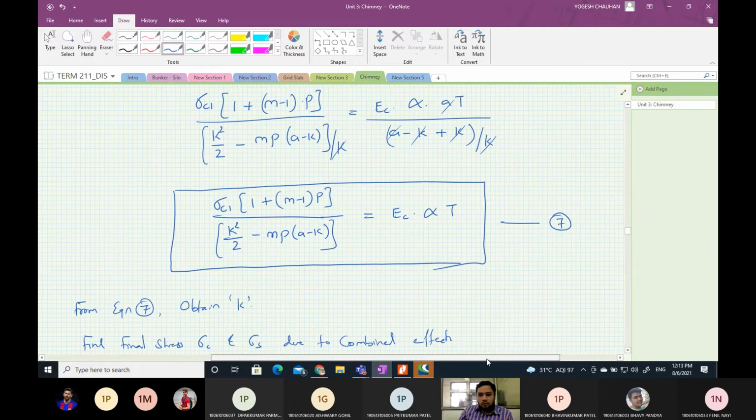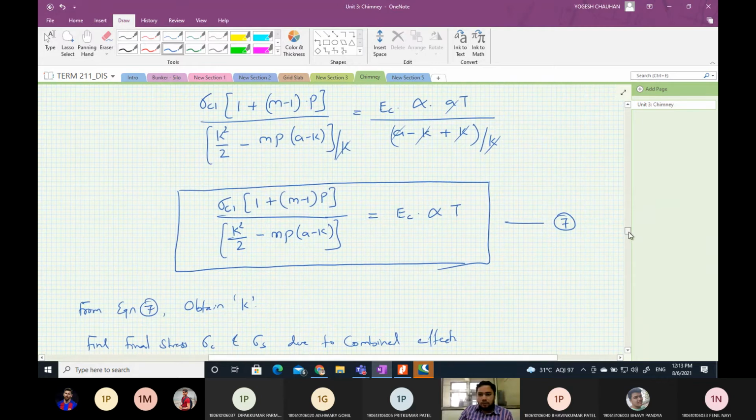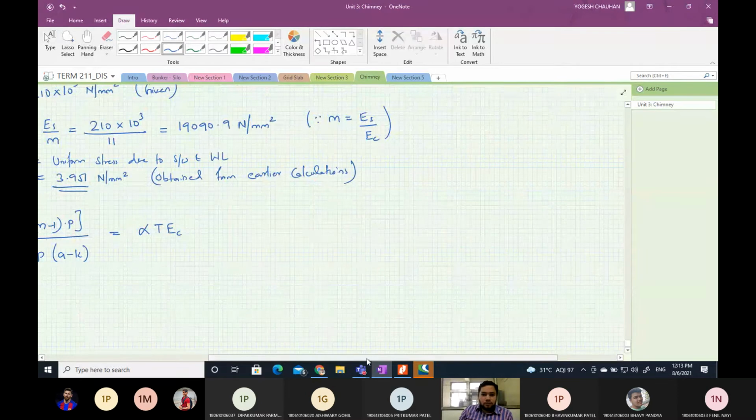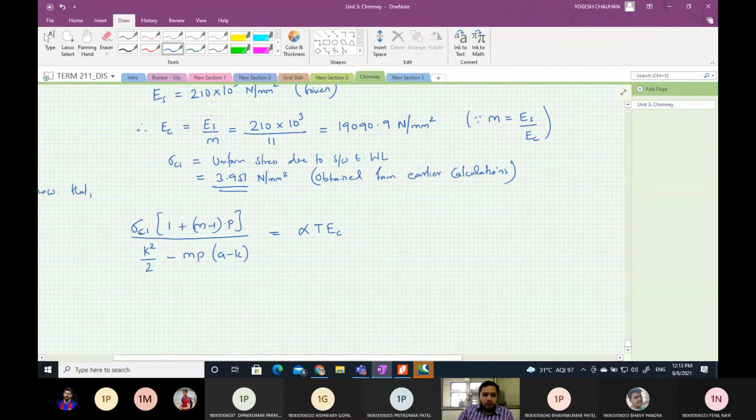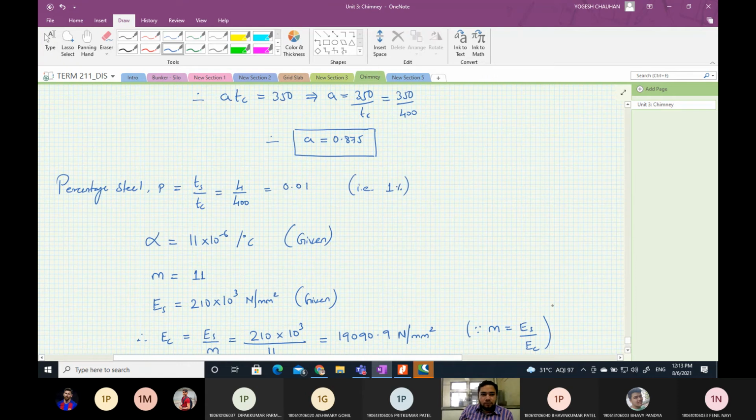Okay, that is equation number 7. Now in this equation, we know the value of sigma C1, M, P, alpha, T, EC. So the only unknown is K. Here alpha is 11 into 10 to the power minus 6. Temperature difference T is also given to us as 70 degrees Celsius.